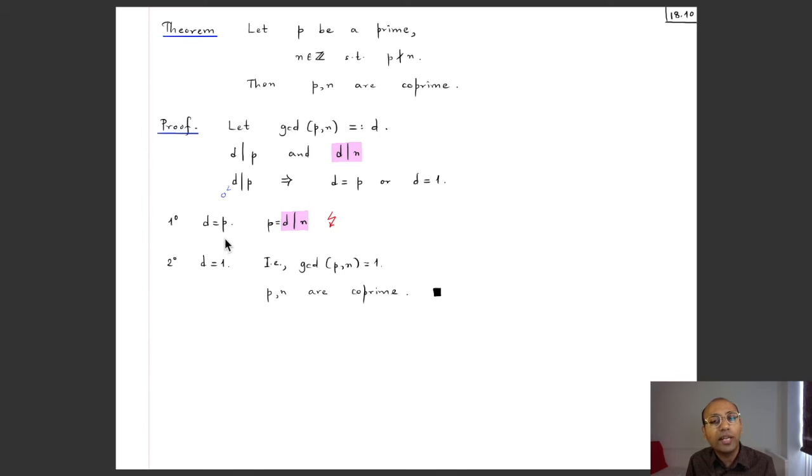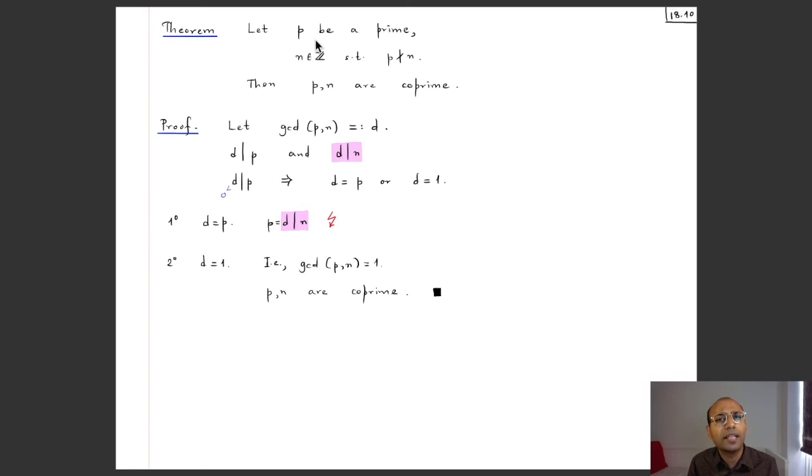Let's consider the two cases separately. If d is equal to p, then since d divides n, this just means that p divides n, but that contradicts our assumption. So this case is just not possible because we arrive at a contradiction. So it has got to be the case that d is equal to 1, but that just means that the greatest common divisor of p and n is 1. In other words, p and n are coprime. So this proves this theorem.